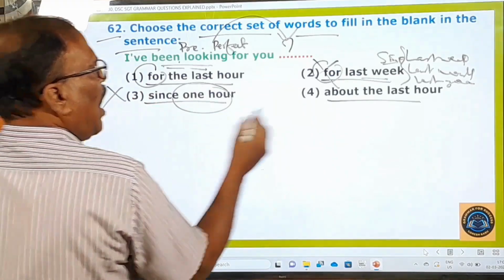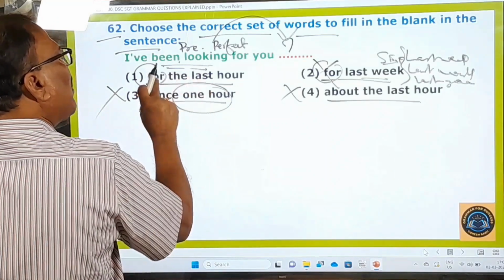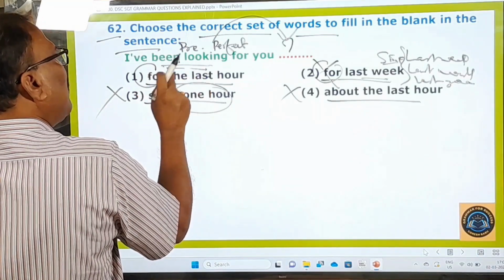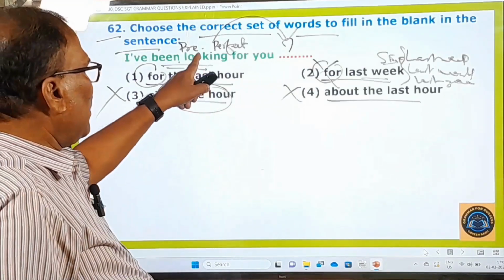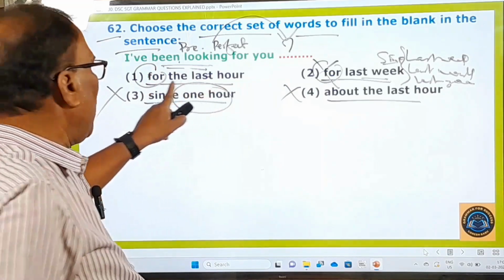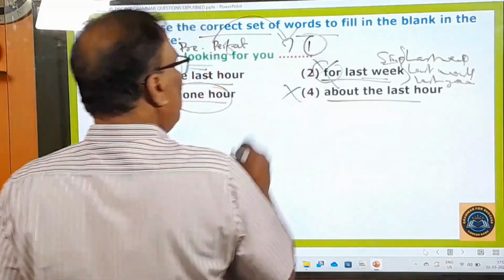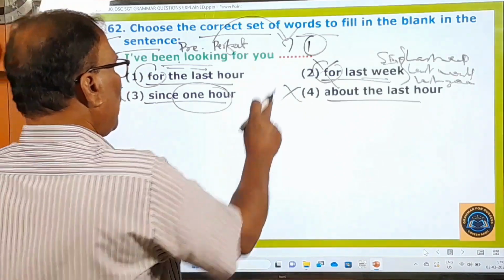Therefore, this is wrong. About the last hour, no, this is wrong. So here, for plus period of time is there, for the last hour. And moreover, this for plus period of time is generally used with present perfect tense. The sentence is given in the present perfect tense. It always takes for plus period after it. Therefore, this first option is the right option. All others are wrong options.